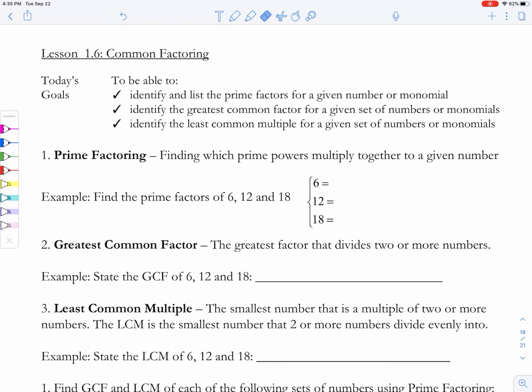Welcome to lesson 2.6. I goofed on the title again. We're going to be working on GCF and then going into common factoring.